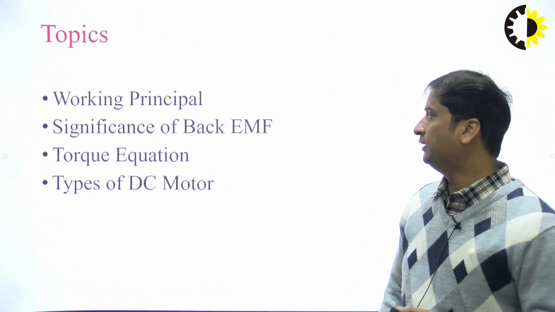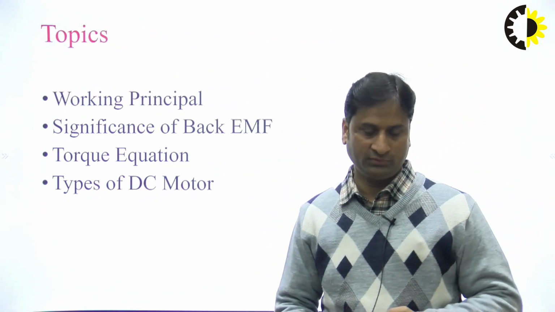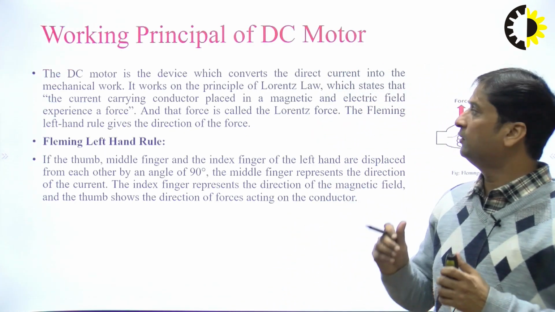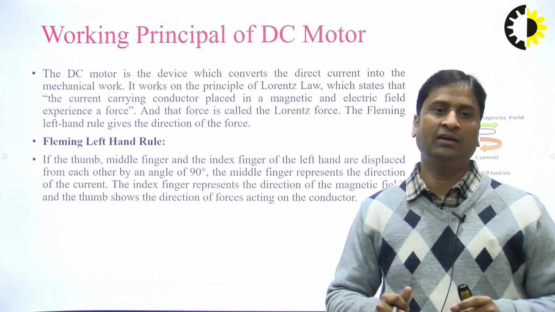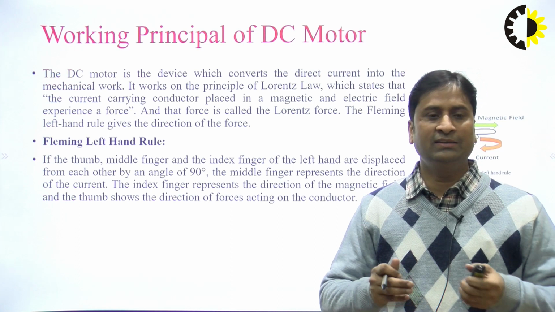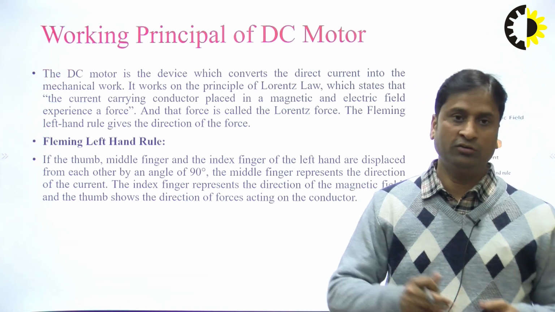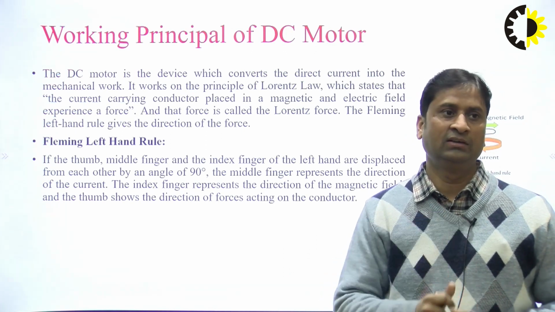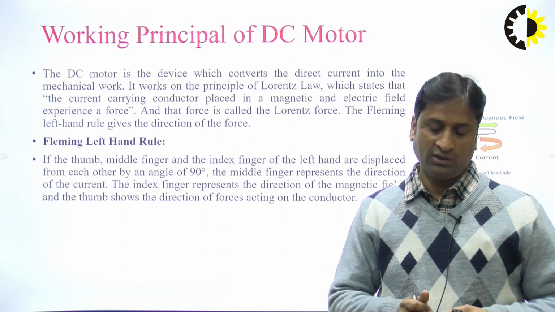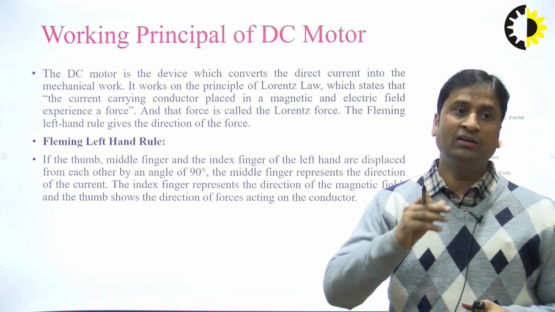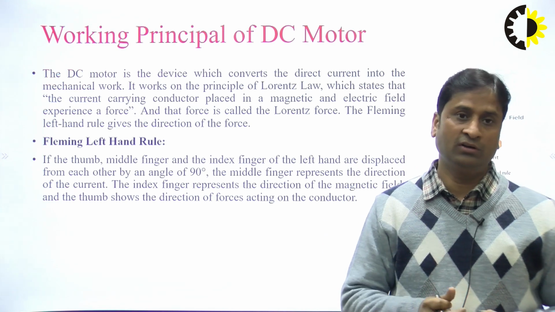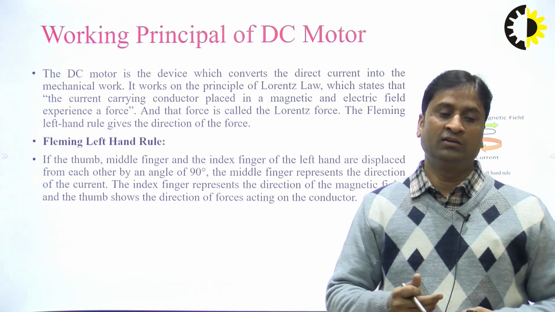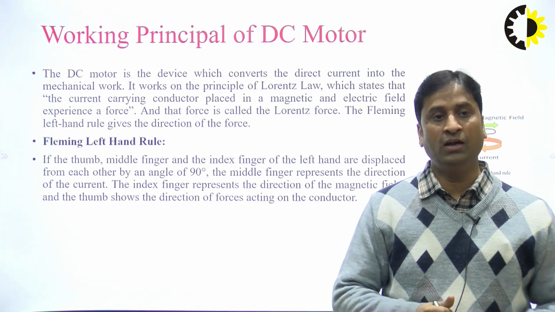So first let us discuss the working principle. The DC motor is a device which converts DC current into mechanical work, because we provide a DC supply and it converts into mechanical energy. When we provide current in the armature of the motor, that means when a current carrying conductor is placed in the magnetic field, it will experience a force.